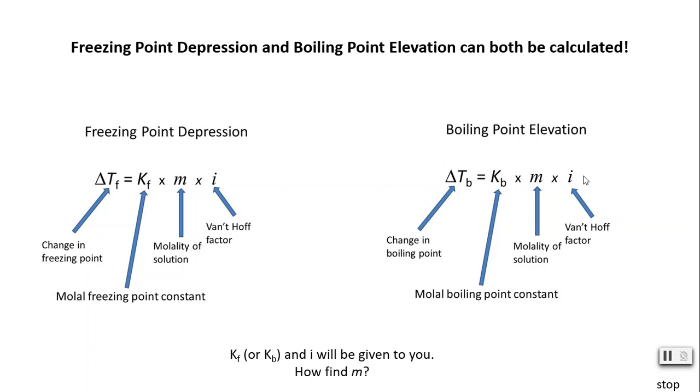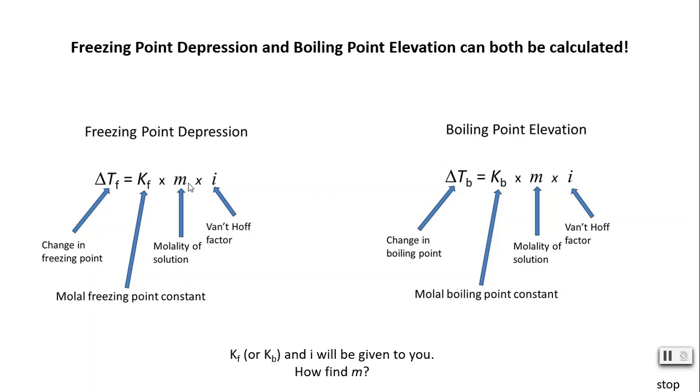It's called the van 't Hoff factor. We'll talk about it more in other chemistry classes. This i value speaks to the number and type of particles that your solute contributes. The part you need to know about that is that I will give you the i in both cases.